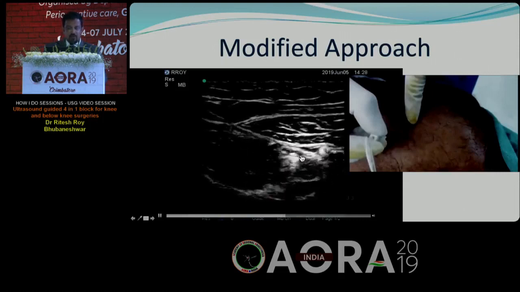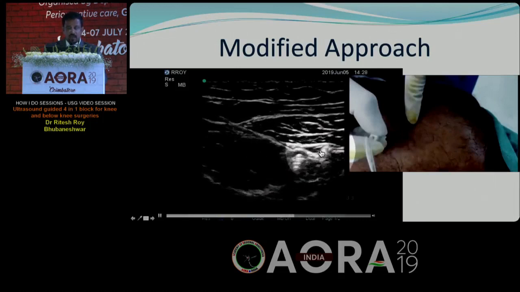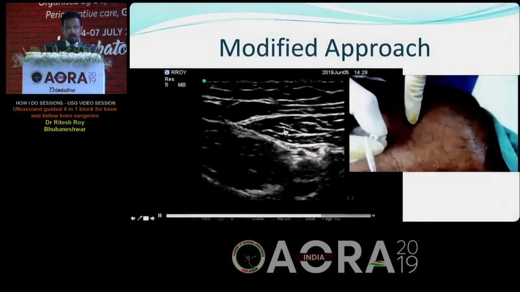Here you can see the two branches of the saphenous nerve, the tibial and the infrapatellar branches. Now the same needle has gone ahead, and we inject around another 30 ml of drug here.